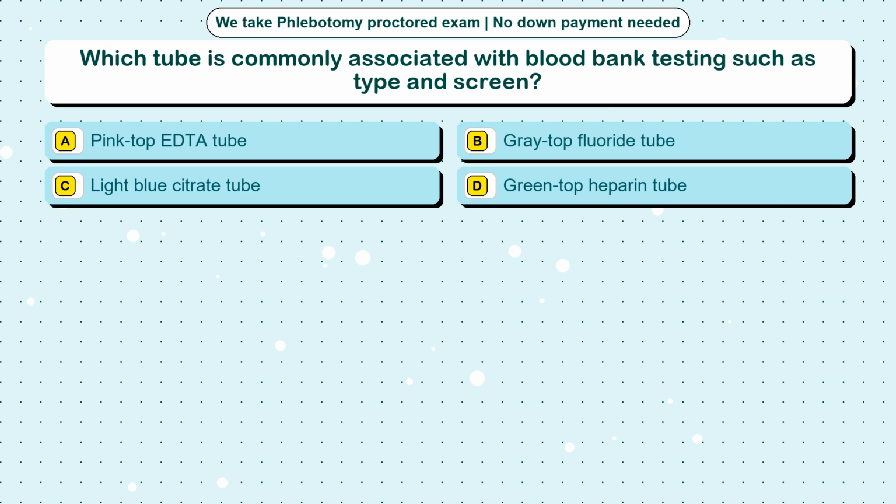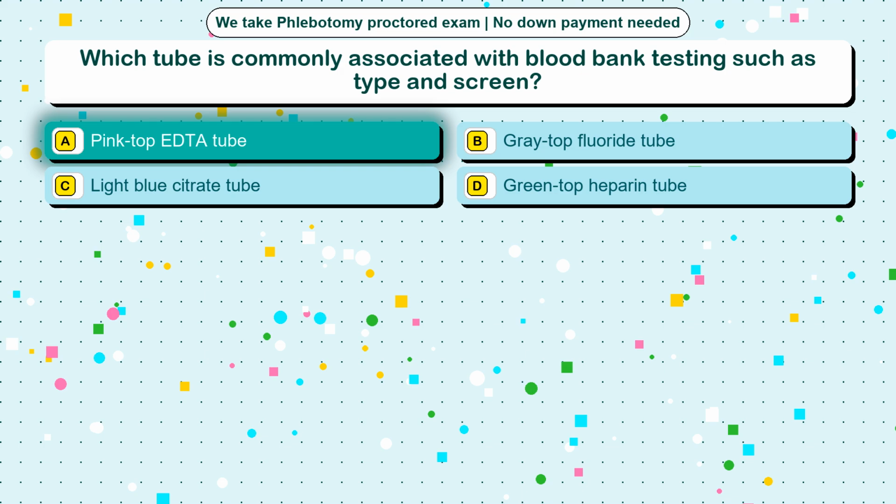Option A, pink top EDTA tube. Option B, gray top fluoride tube. Option C, light blue citrate tube. Option D, green top heparin tube. The correct answer is option A, pink top EDTA tube.